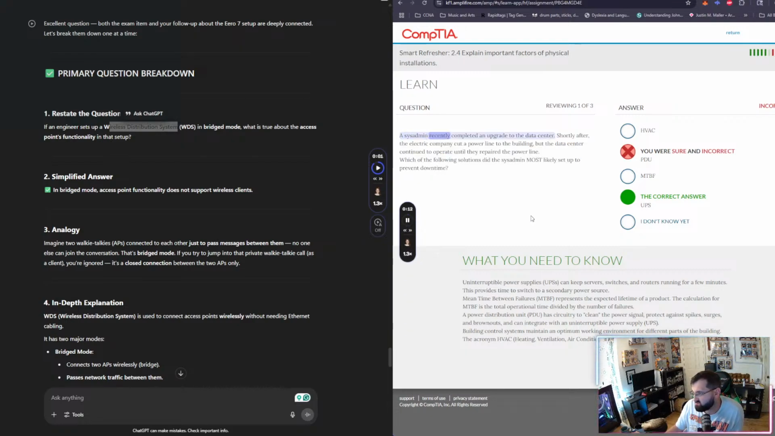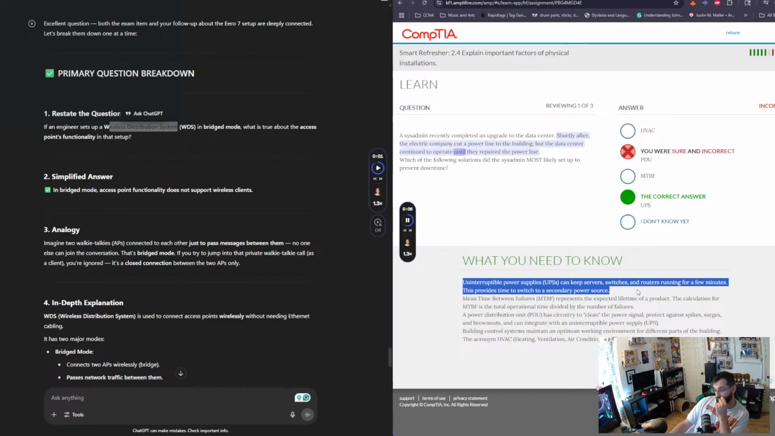A sysadmin recently completed an upgrade to the data center. Shortly after, the electric company cut a power line to the building, but the data center continued to operate until they repaired the power line. Which of the following solutions did the sysadmin most likely set up to prevent downtime?